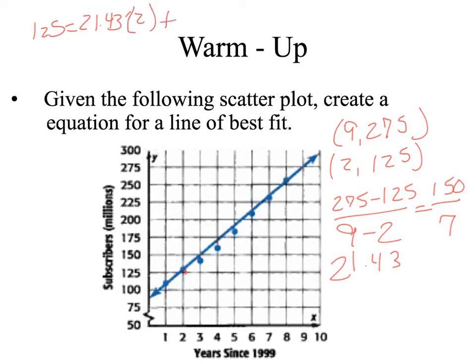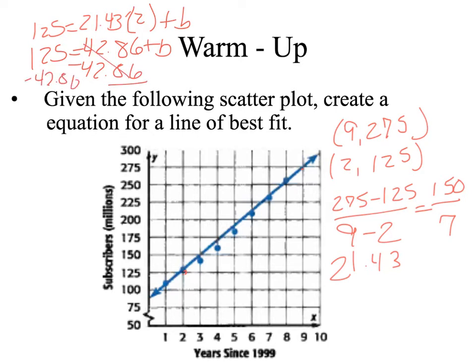So times 2 plus b. So we're going to take our 21.43 and multiply it by 2. So 125 equals 42.86 plus b. We're going to subtract the 42.86 from each side. So 125 minus 42.86.